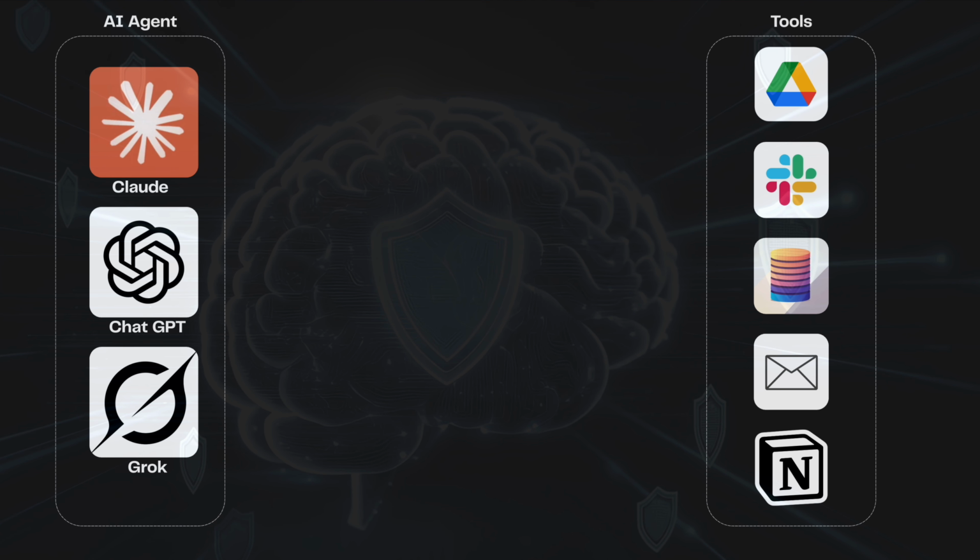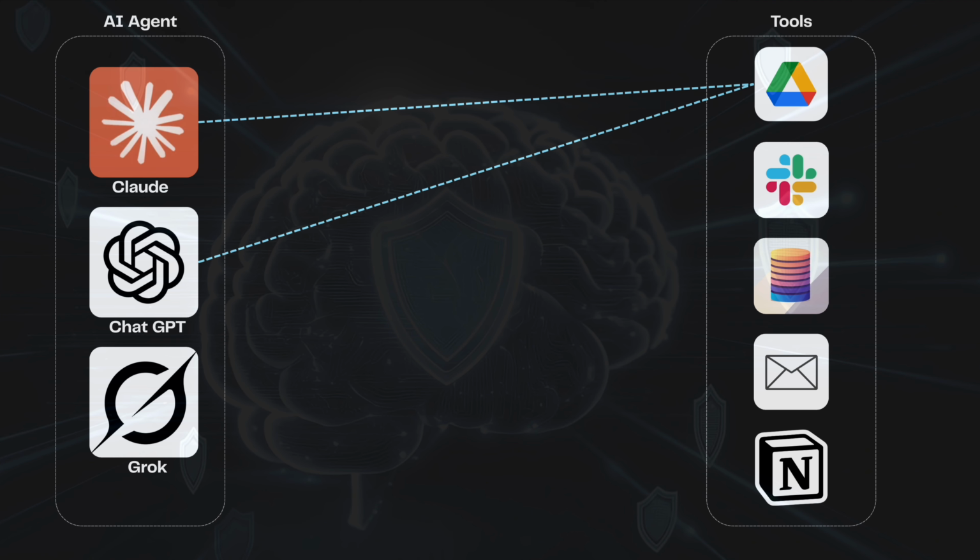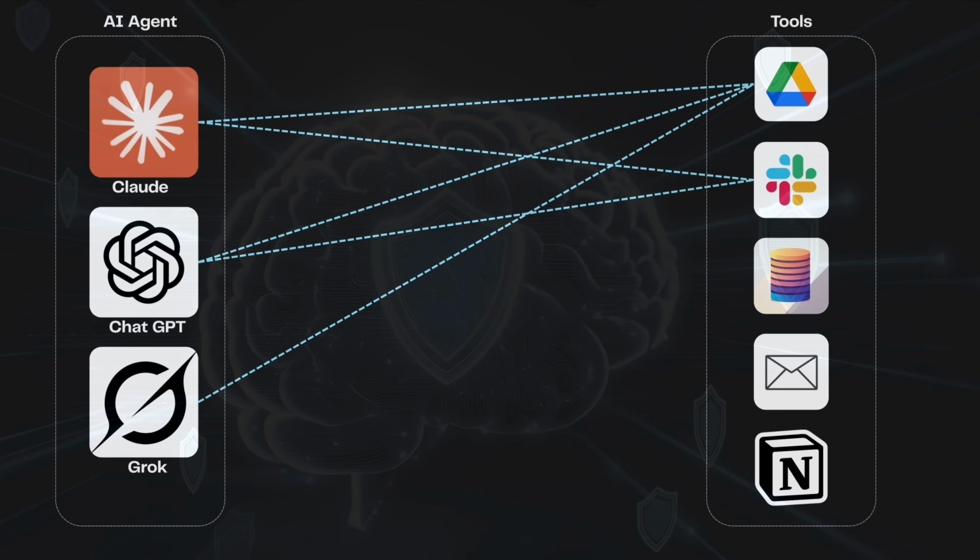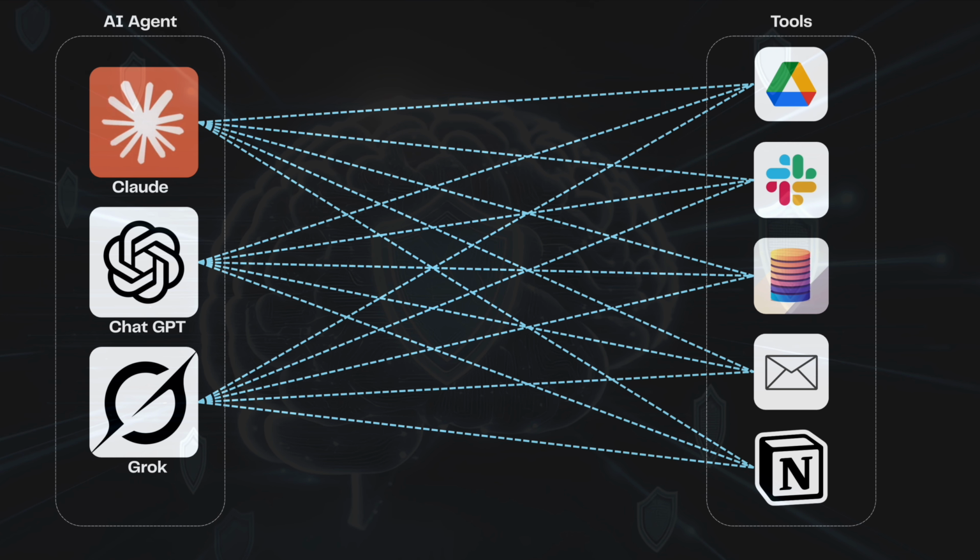Before we understand what is MCP, let's talk about the problem that led Anthropic to create MCP. If you want Claude to talk to Google Drive, you write a custom connector. If you switch to ChatGPT or Grok, you rewrite it. If you add Slack, you rewrite it again. With 3 agents and 5 tools, you need 15 separate integrations, which is a lot.